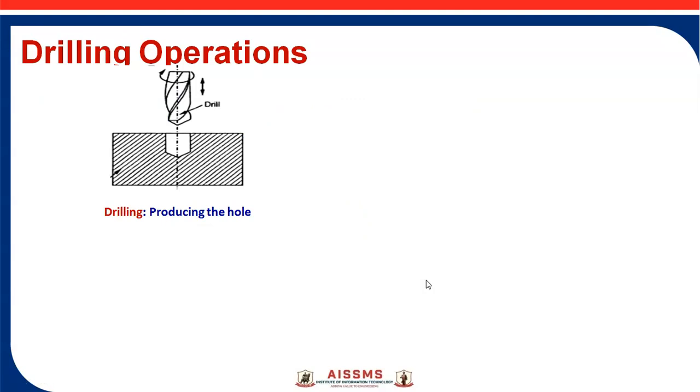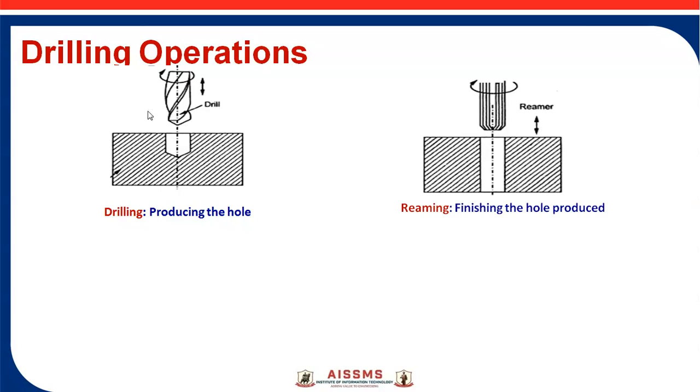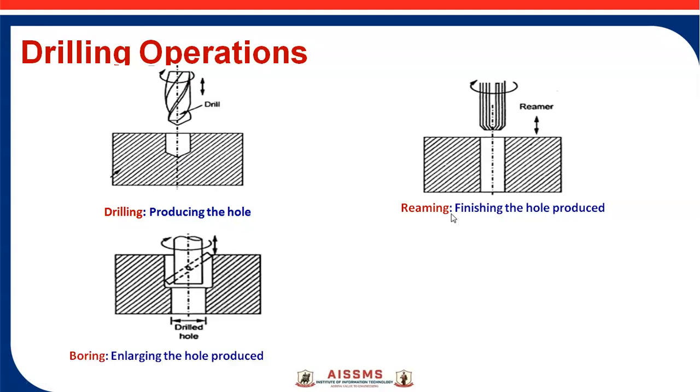The first operation is drilling, that is producing the cylindrical hole. This is one of the important operations, and it uses a multi-point cutting tool. The workpiece is stationary and the tool is rotated at very high speed. Next is reaming. Finishing the holes is sometimes required, and the reamer is available in odd sizes while drills are available in standard sizes, so we finish the cylindrical hole by the reaming process.